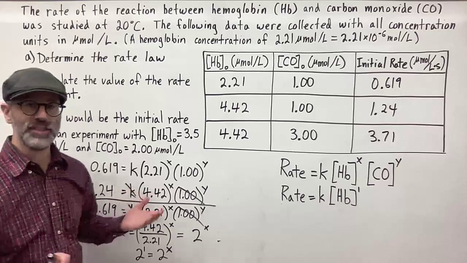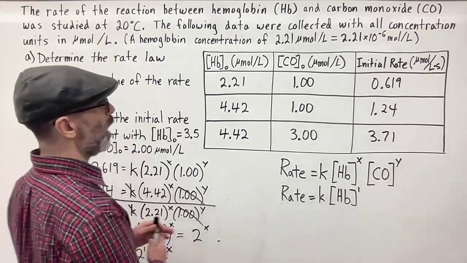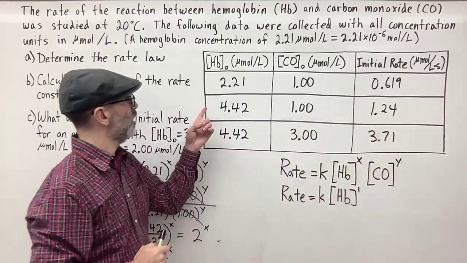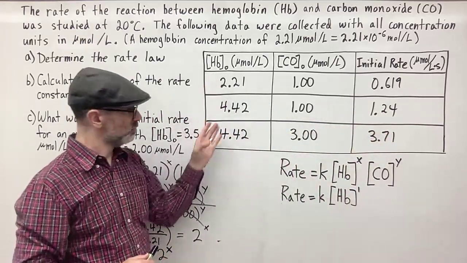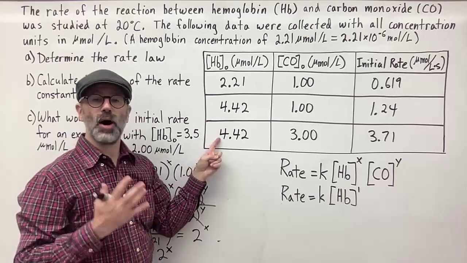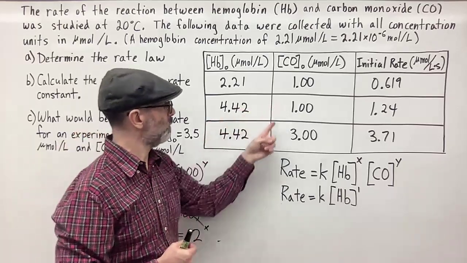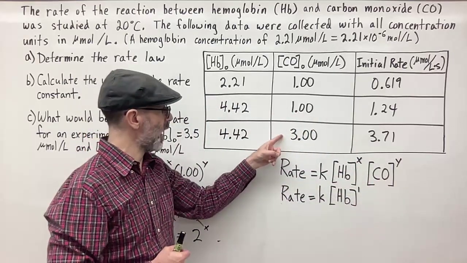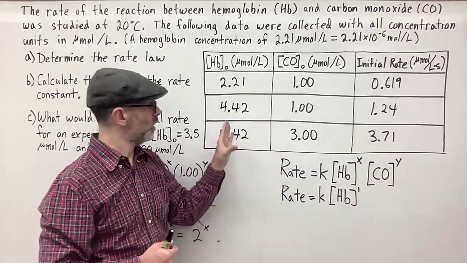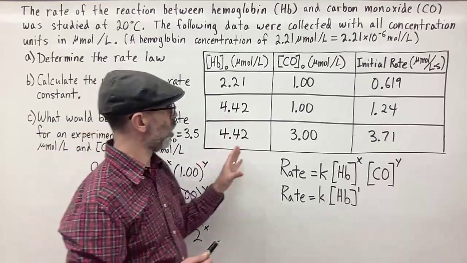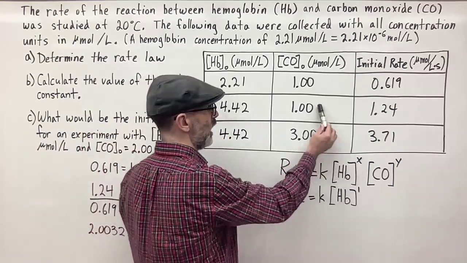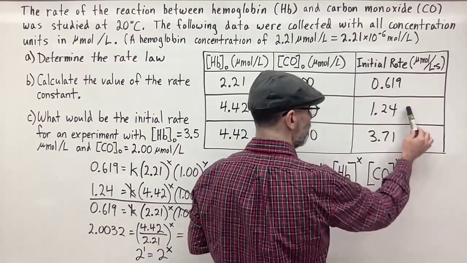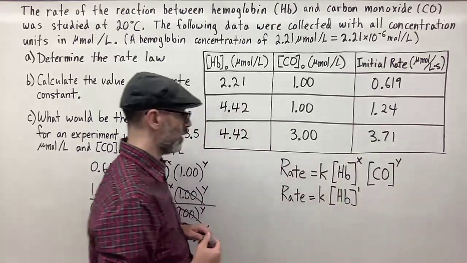What about y? Well, we do the same thing for y. So for y, we're going to look at these two trials here. Why? Because for the hemoglobin, we're going to keep that constant now because we want to isolate the change in carbon monoxide because we want to find what y is. So now we're going to look at the change in the carbon monoxide and leave the hemoglobin constant, right? And so now we're going to look at how the change in the concentration of carbon monoxide affects the initial rate of the reaction.